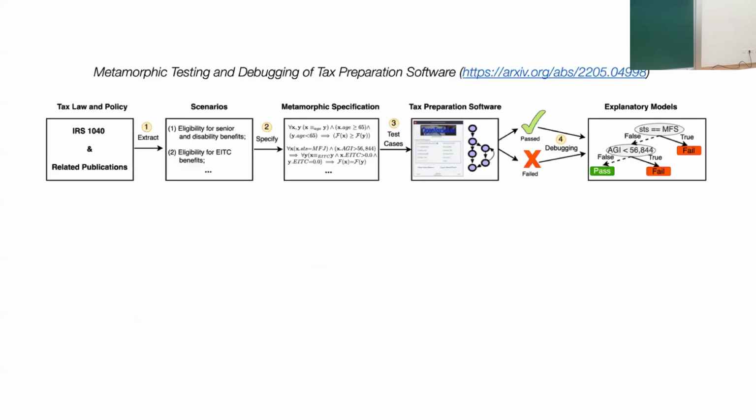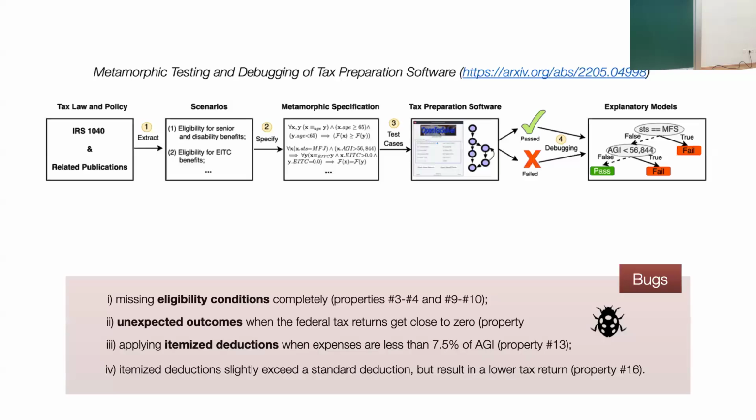We did these specifications. We used tax prep software, and then we used a search-based approach or fuzzing, in some sense, for those metamorphic specifications to try to find the bugs. Once we find the bug, we use simple machine learning to explain what is causing that bug.